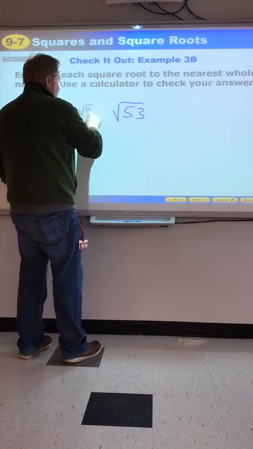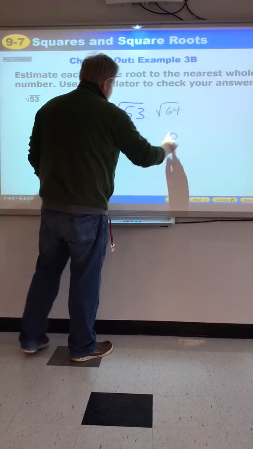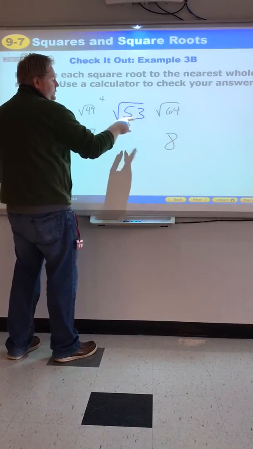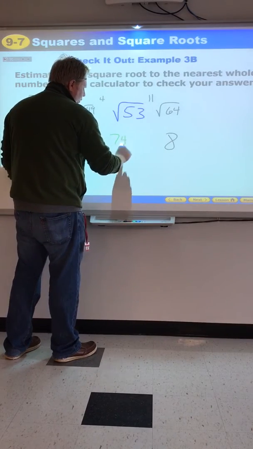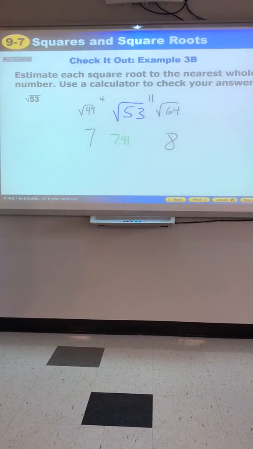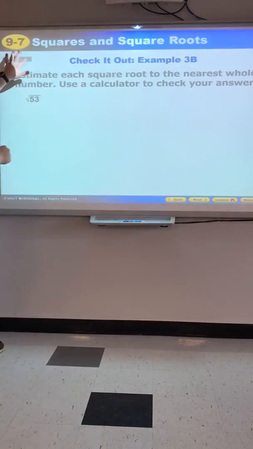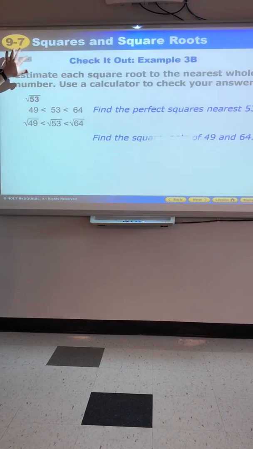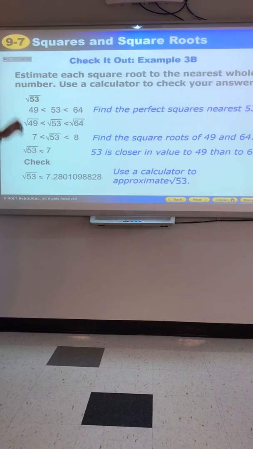I have a square root of 49, that gives me 7. I have a square root of 64, that gives me 8. This one's 4 away. This one is 11 away. We're probably going to be somewhere at like 7.4. That might be a little high. All right. 7.41 is my estimate. Let's check it out. 7.28. Ooh, I was off by quite a bit on that one. All right. Sometimes our estimates are good. Sometimes they're not so good.